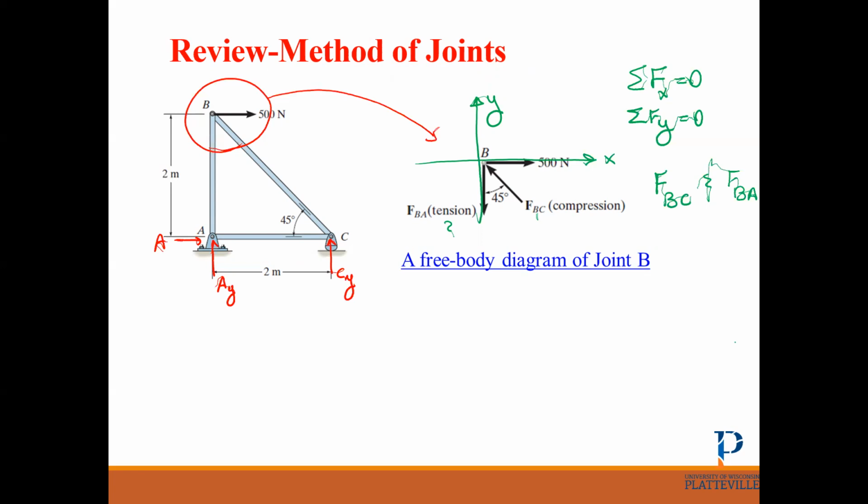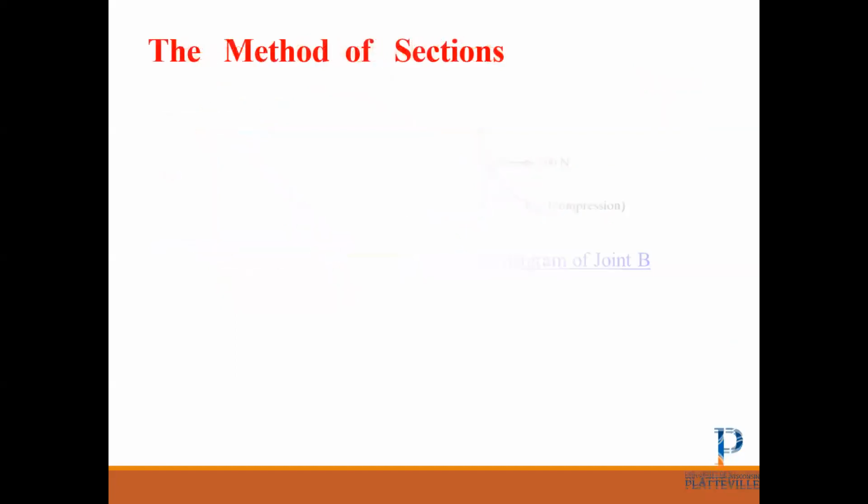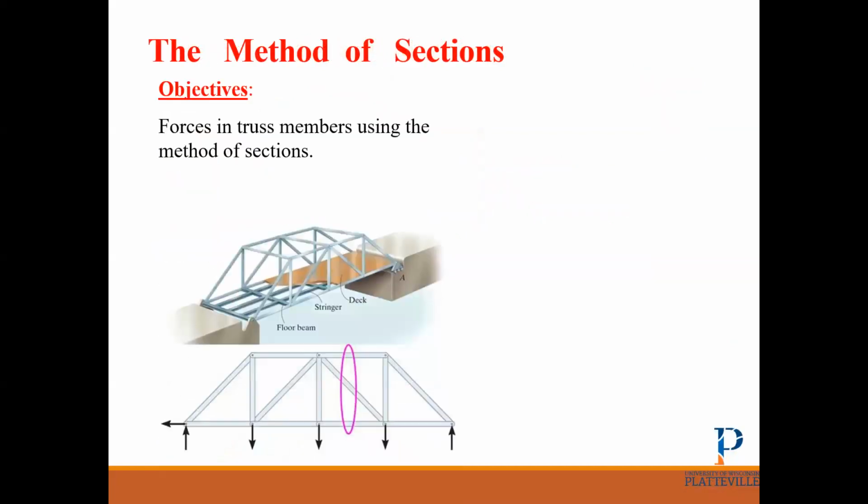In the method of joint, we just analyze a joint, and if it's a large truss, it's very hard to analyze joint by joint. Sometimes we only need to know the internal force in the middle of the truss, but this method is very time consuming, though it's easy because it's only two equations. Now we're going to introduce a new method that we call method of section. Today's objective is to determine the internal force in the member with the method of section.